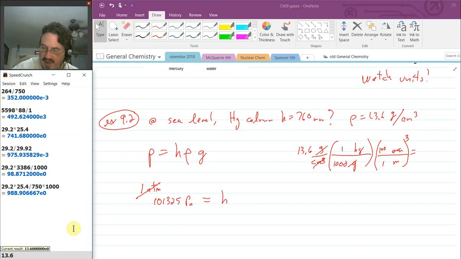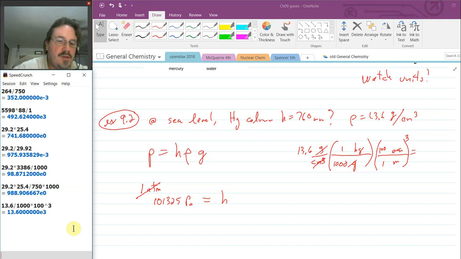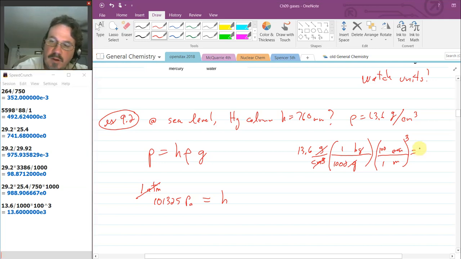13.6. I'm going to divide that by 1,000, and then I'm going to multiply by 100 cubed, 100 raised to the third power. All right, so 13.6 times 10 to the 3. So in other words, 13,600 kilograms per cubic meter.